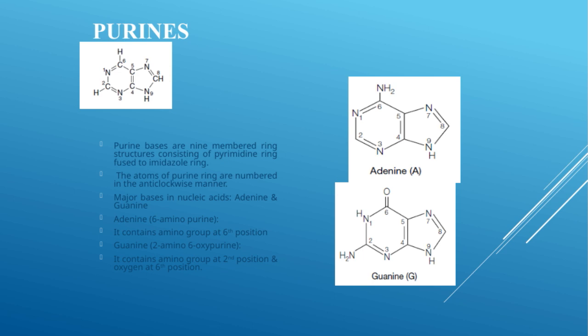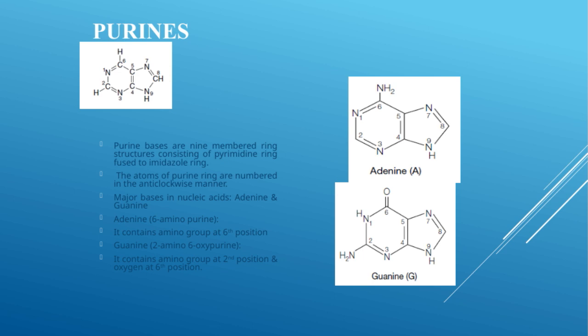The major bases we find in nucleic acids are adenine and guanine. Adenine, or 6-aminopurine, has an amino group attached specifically at the 6th position. Guanine, on the other hand, is known as 2-amino-6-oxypurine because it contains an amino group at the 2nd position and an oxygen atom at the 6th position.